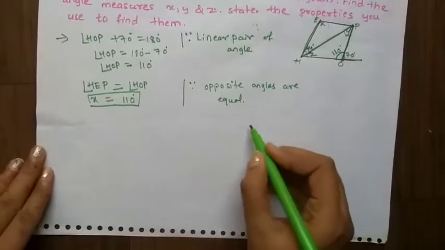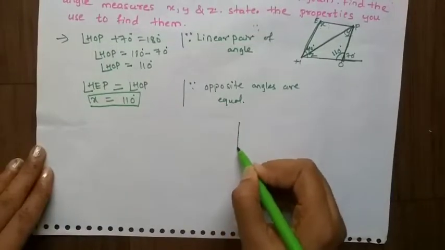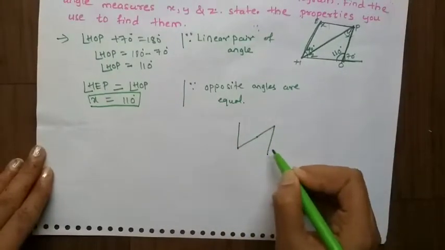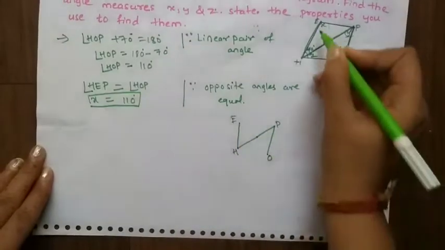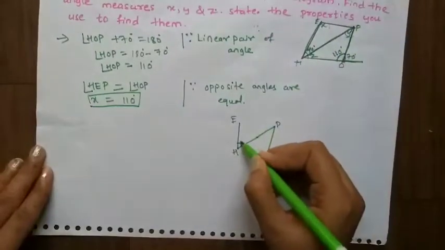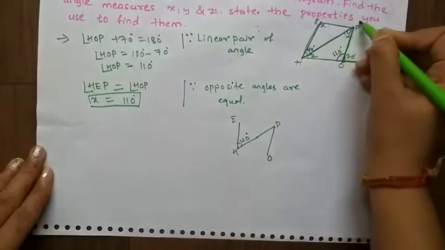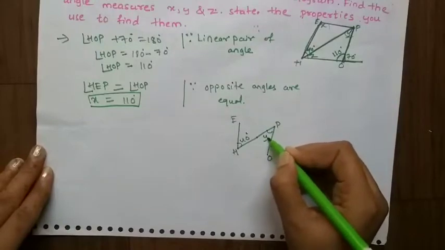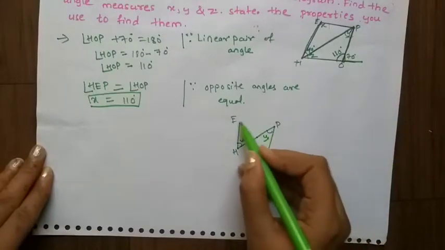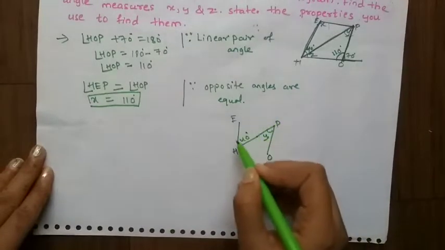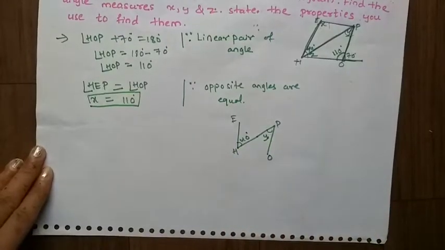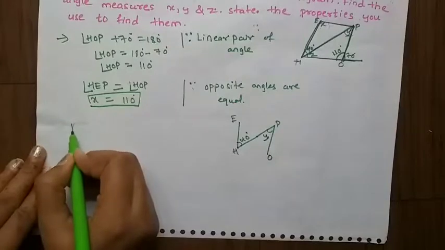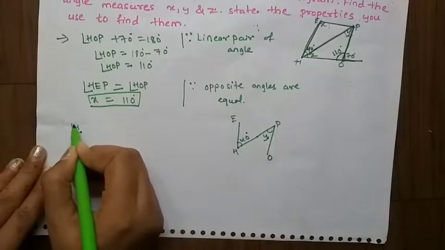So just observe the figure here, the shape is like this here, EHPO. EHP is how much here? 40 degree. HPO is what here? Y. Then these two form a Z shape, and it is said to be alternate angles, and we know that Y is equal to 40 degree because these two are the alternate angles and they are equal.